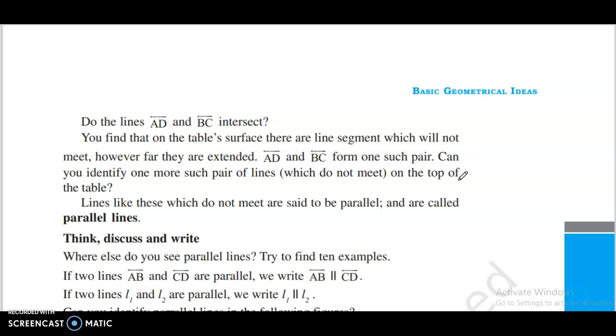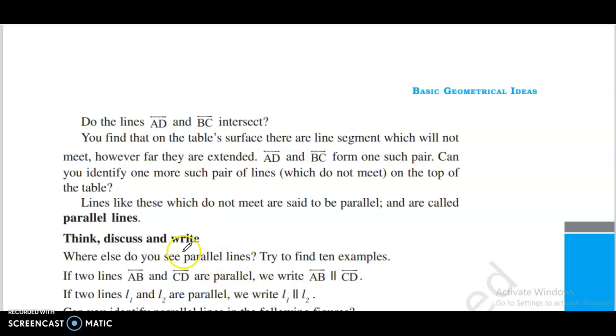which will not meet. However, they would meet if AD bar and BC bar are extended. Can you identify one or more such pairs of lines which do not meet on the top of the table? Lines like this which do not meet are said to be parallel and are called parallel lines.